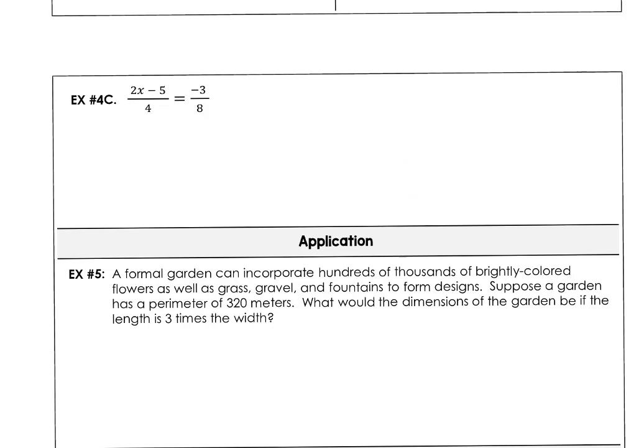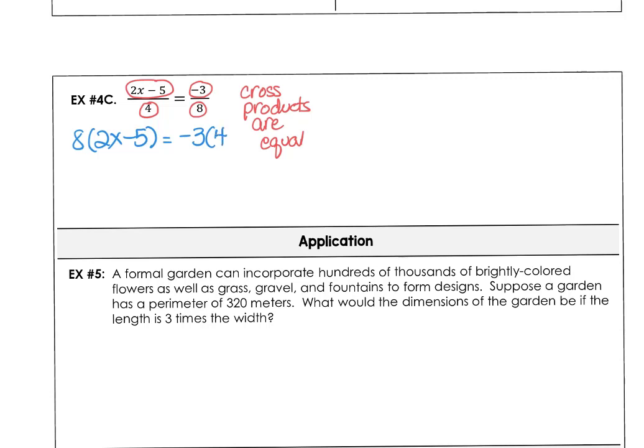I'm going to say that it's the property of cross products are equal. So if cross products are equal, you can multiply the numerator on the left by the denominator on the right. So this 8 times the entire numerator. That's 8 times the quantity 2x minus 5. And then the 4 on the denominator times the -3 on the numerator. So -3 times 4. 16x minus 40 is equal to -12.